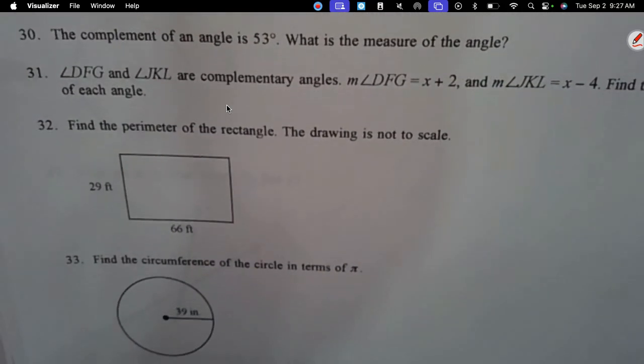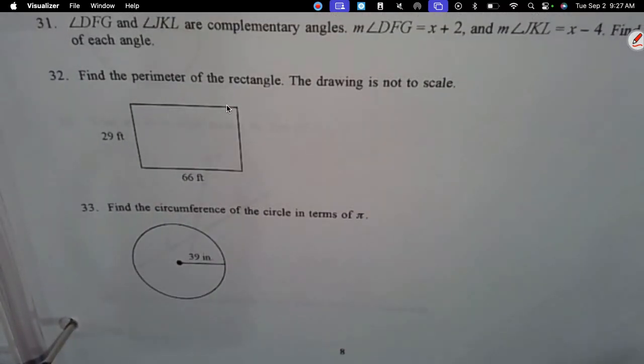Moving along. Number 32. And y'all don't let me forget to go back to number 6. We're getting through this. It says find the perimeter. How do you find the perimeter? Add up all the sides. So I would just put in my calculator 66 plus 66 plus 29 plus 29. And what is that going to give me? 190. It's 190 feet. That's the perimeter. Do we understand that?